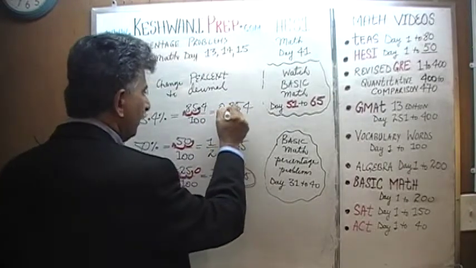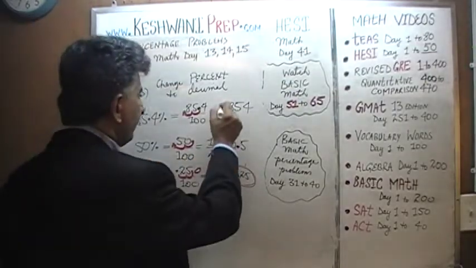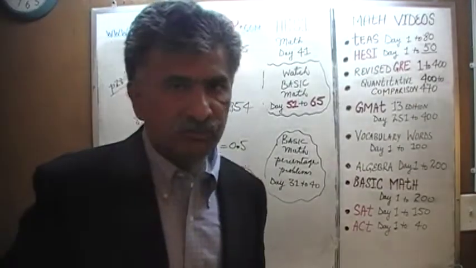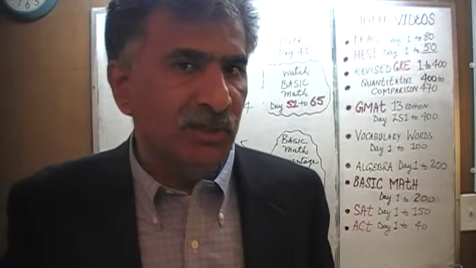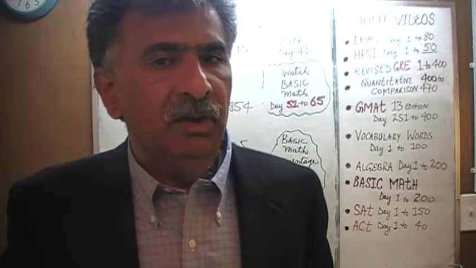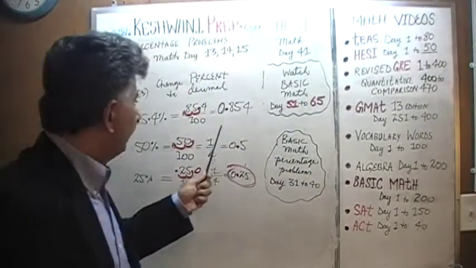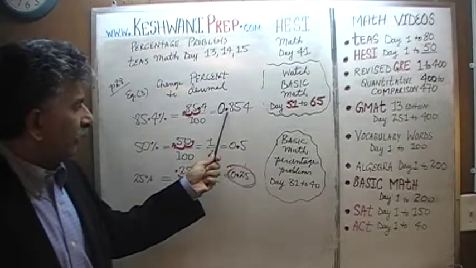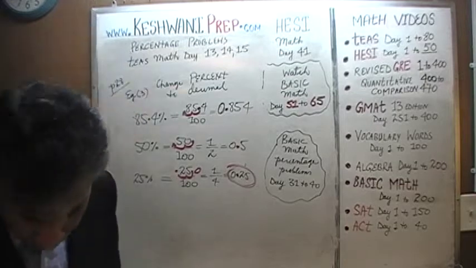So it becomes .854. Now when the quantity begins with a decimal, it's always a good idea to stick a 0 in front of it for visual aid. It serves no other purpose, it's not required, it's not mandatory, it's not compulsory. It's purely for visual aid so that it's easy on the eyes, and a reader can pick up quickly that it is 0.854 because you have a leading zero, 0.854.